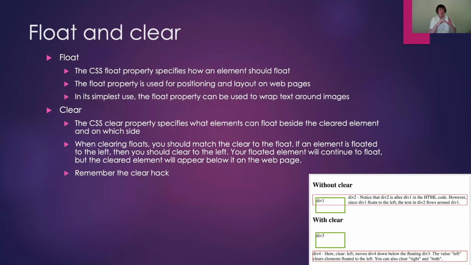So the float property specifies how an element should float, used to position and lay out elements on web pages. Usually you have a picture on the left, text on the right, or picture on the right, text on the left. It can be used for columns, and it can be used for a nav bar. In its simplest use, the float property can be used to wrap text around images.